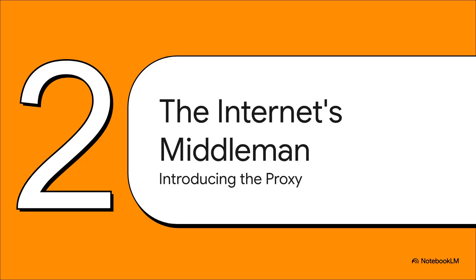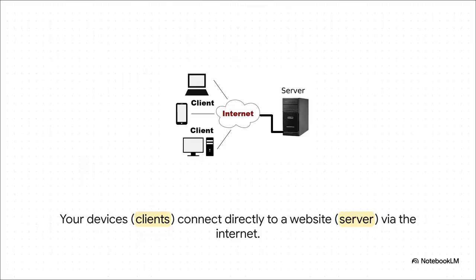Okay, so if your IP address is just out there for anyone to see, how in the world do you protect it? Well, this is where our main character finally enters the story, the internet's ultimate middleman, the proxy server. Okay, so normally, this is how it works. Your connection is pretty direct. Your device, which we call the client, sends a request straight across the internet to a website server, and then that server sends all the information right back to your IP address. It's just a simple two-way street.